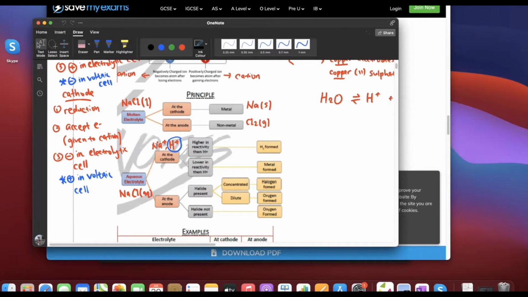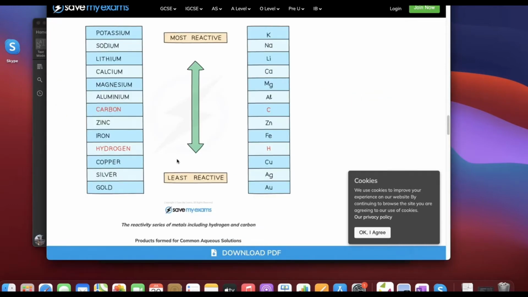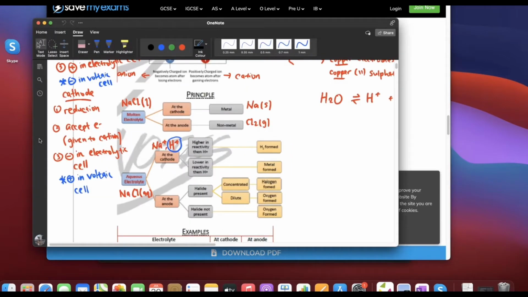Okay, but if the metal ions are lower in reactivity than H plus, that means if the metal ions are copper, silver, and gold, then these metal ions will be chosen to form products, to form copper or silver or gold. And because of that, the metal is formed over here.